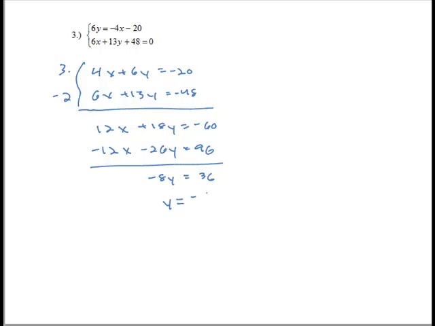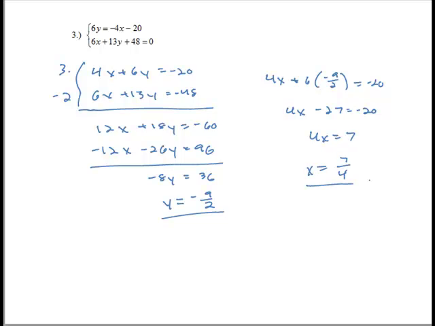So y is equal to negative 9/2. We solve for y. Go back now and solve for x. I'm going to substitute this into the first equation here. 4x plus 6 times negative 9/2 is equal to negative 20. And solve for x. 4x minus 27 is equal to negative 20. So x works out to be 7/4. So one solution once again, the ordered pair (7/4, negative 9/2).